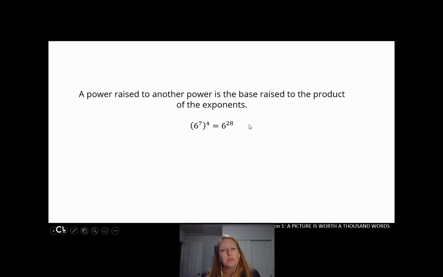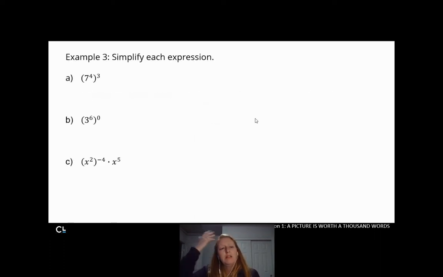So I like this. This is pretty straightforward. I keep my base, and since I have a power raised to a power, I'm going to multiply my exponents together to get my new power. So try it out. Hit pause, try these out. Hit play when you're ready to check your work, and I'm sure my cat will interrupt us soon.